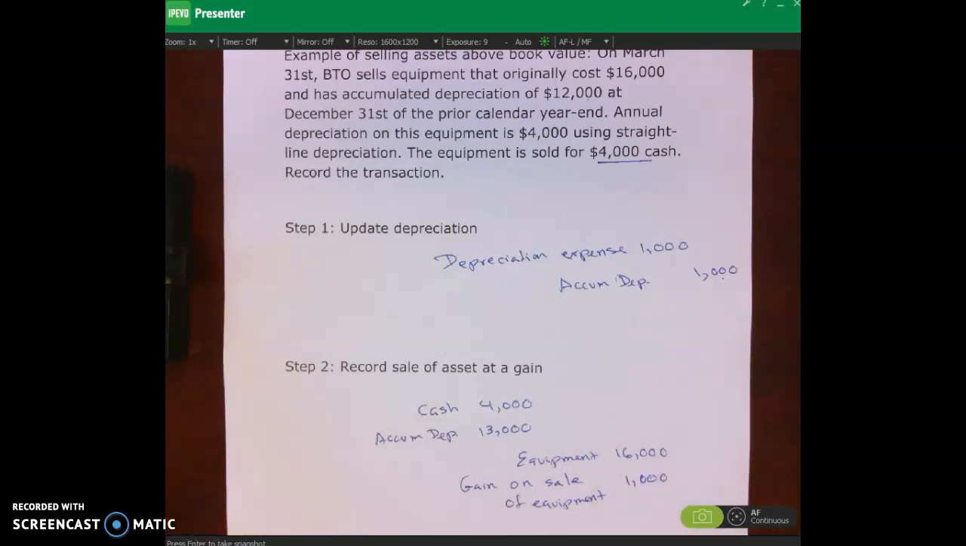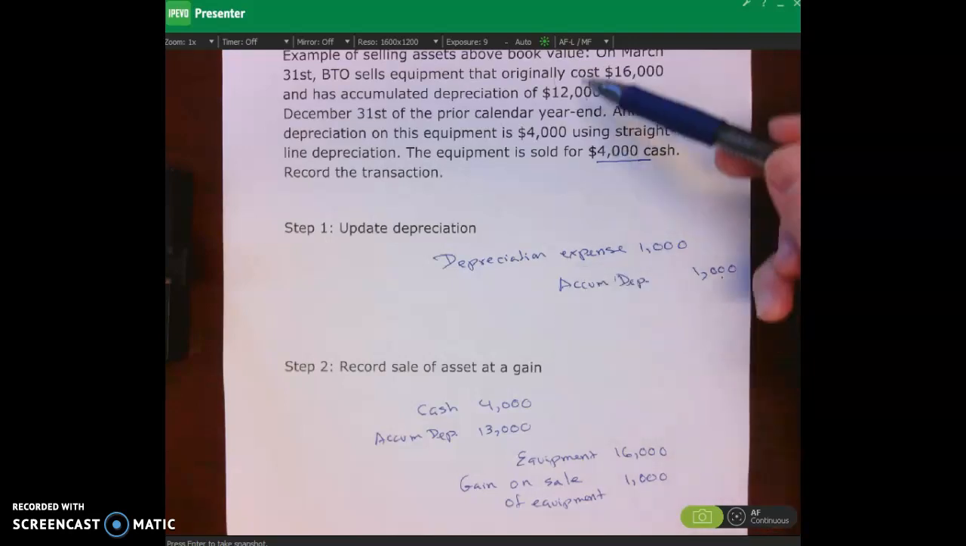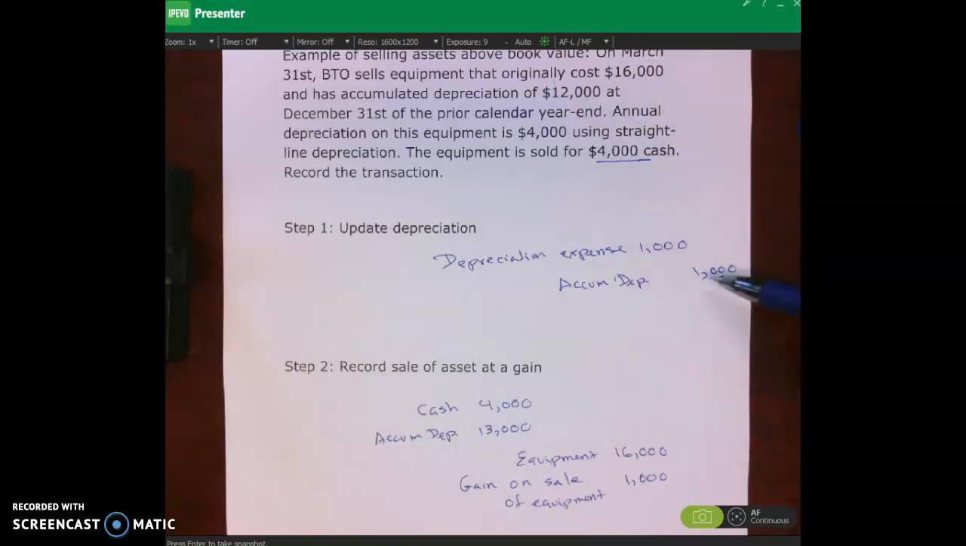So how did I get that $1,000? Well, it's a gain because it's $1,000 above book value. I sold it for $1,000 above book value. How do I know that? Well, I sold it for $4,000. What's the book value at the time when I'm going to sell it? The $16,000 initial cost minus my $13,000 total accumulated depreciation, $3,000.